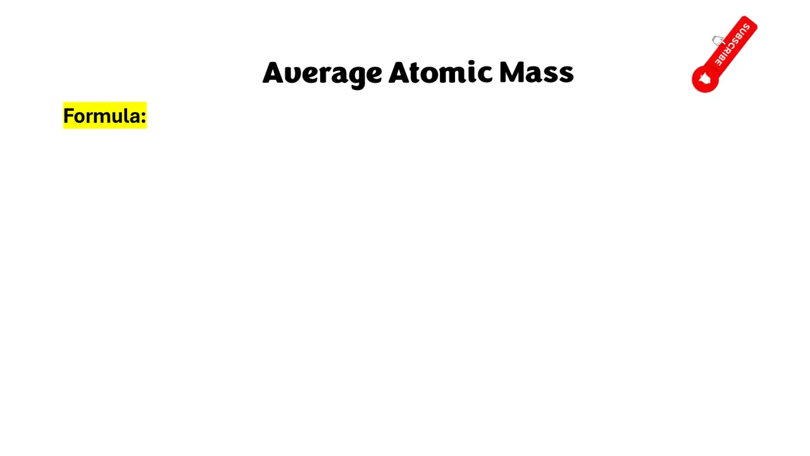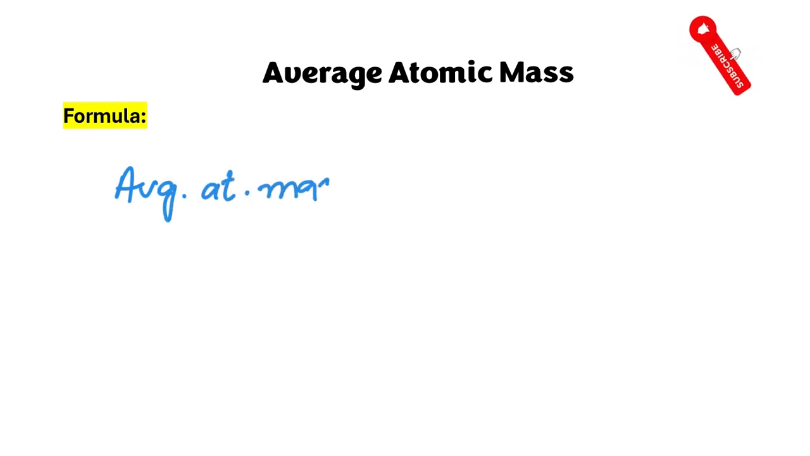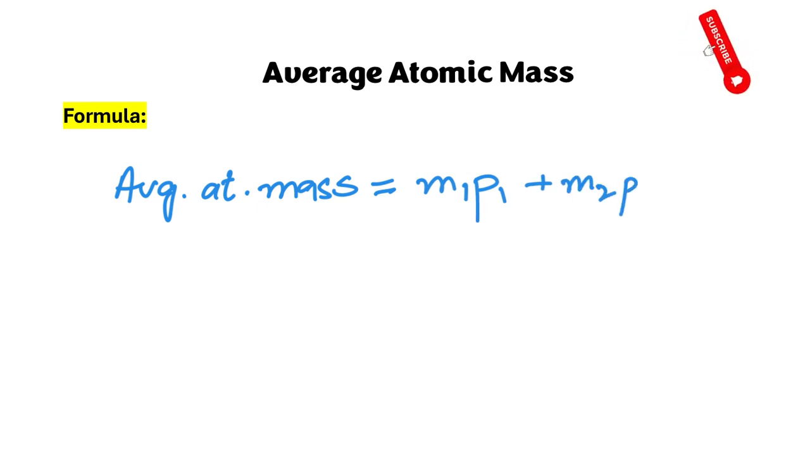What is the average atomic mass formula? The average atomic mass is equal to the mass of the first isotope times the percentage abundance of the first isotope, plus the mass of the second isotope times the percentage abundance of the second isotope. And if there are multiple isotopes, it will go on.